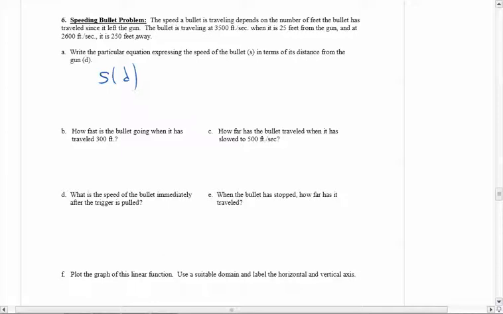Let's take a look at some of my numbers. They tell me the speed, so the y. They're telling me essentially that the function is 3500 when it is at x, pardon me, not 12, 25. So when it is 25, and it's 2600 when it is 250 feet away, so it's definitely decreasing. So let's take a look at these two numbers here.